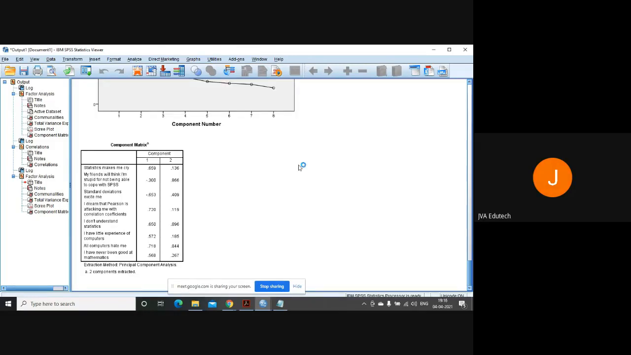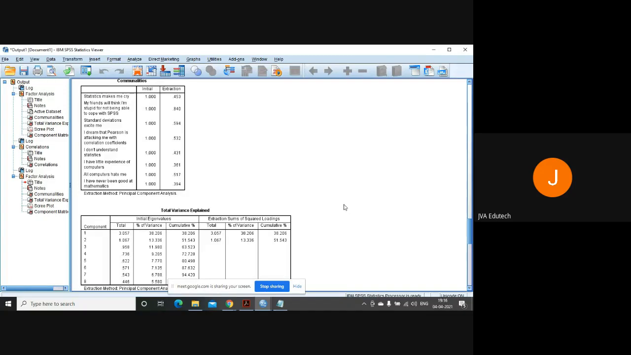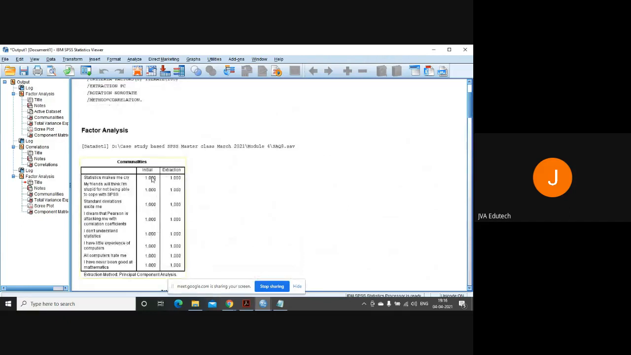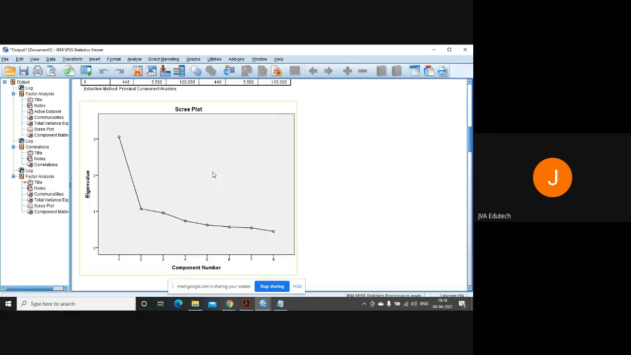So look at this scree plot while doing the initial extraction. And you can see one more thing. When I did factor extraction for all the 8 items for an initial check of how many components I need, see, the initial communalities and extraction communalities are the same.